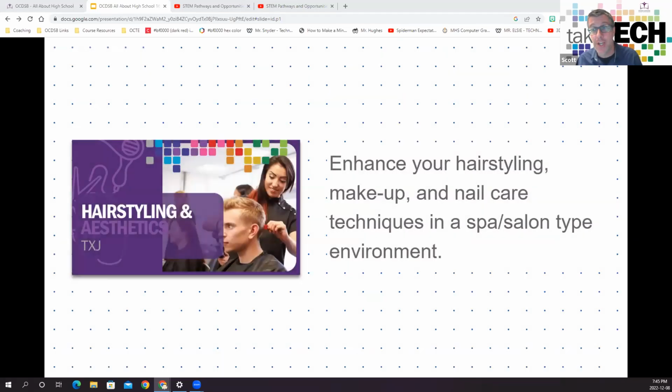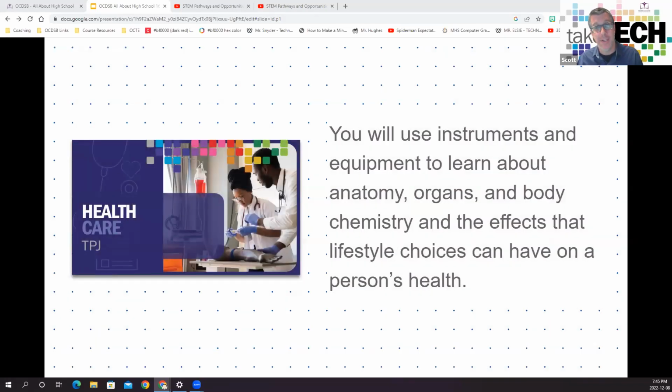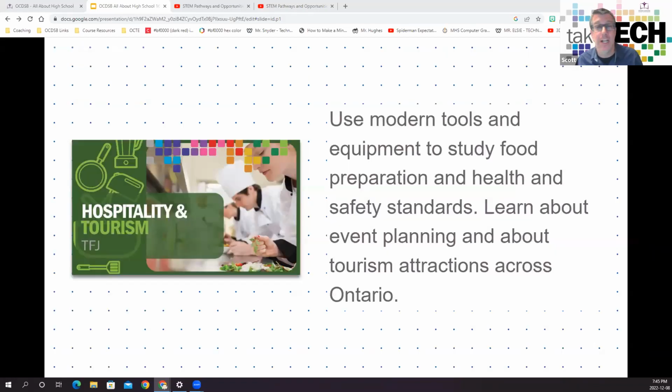TXJ, hairstyle and aesthetics. We have a couple schools offering that within our board. Really, really awesome course. We have healthcare under the TPJ, hospitality and tourism. So that's getting more into, if you think about that, travel and tourism, travel planning, the culinary arts, nutrition, cooking, baking. Okay, those sorts of courses, those sorts of topics.